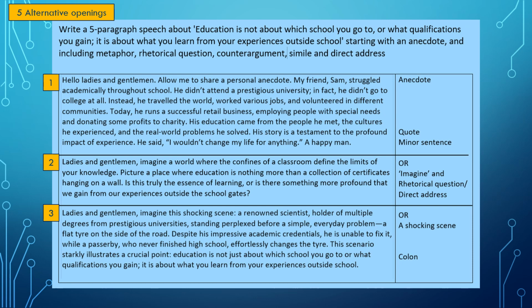His education came from the people he met, the cultures he experienced, and the real-world problems he solved. His story is a testament to the profound impact of experience. He said, "I wouldn't change my life for anything." A happy man. As you can see, that first paragraph, as well as an anecdote, also includes a semicolon, a quotation, and a minor sentence.